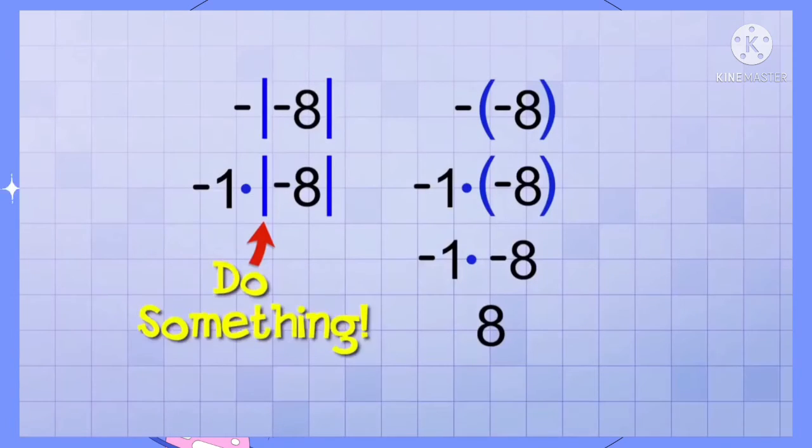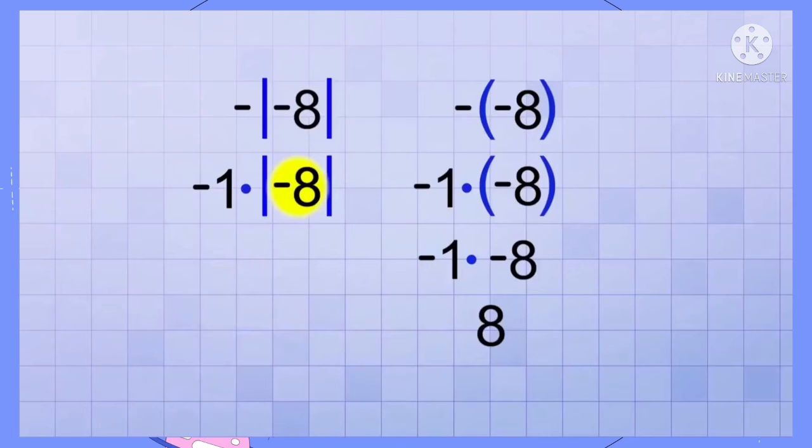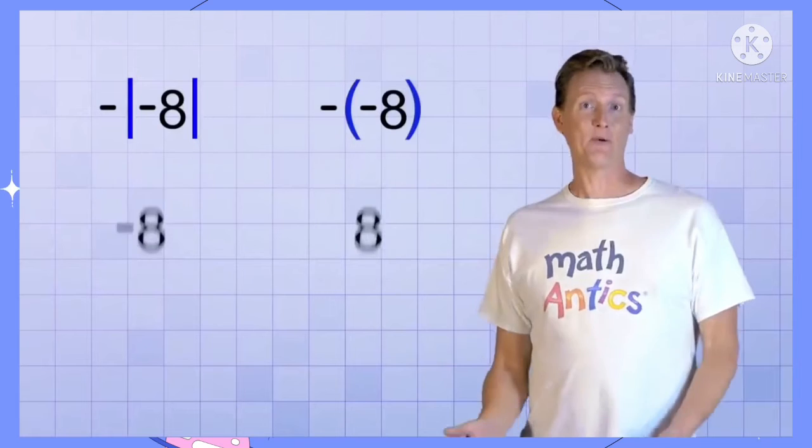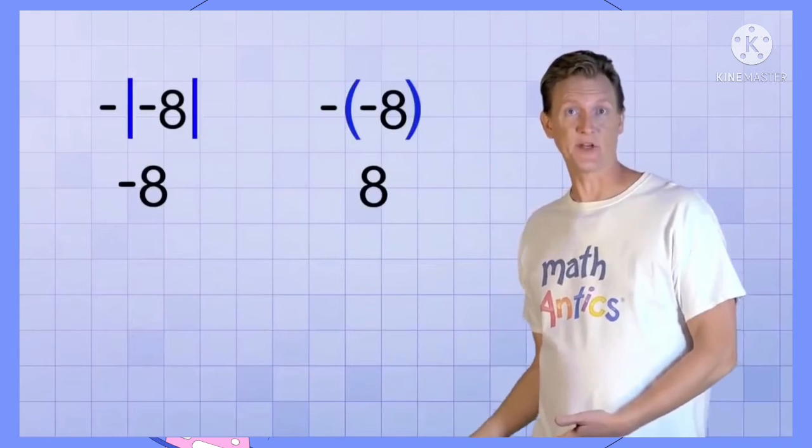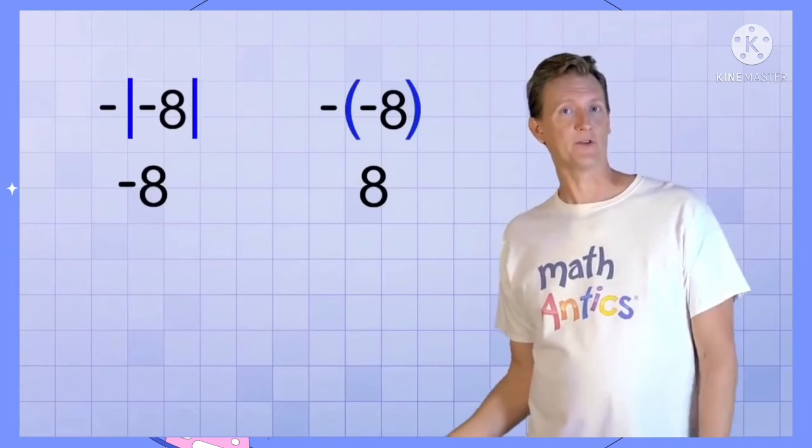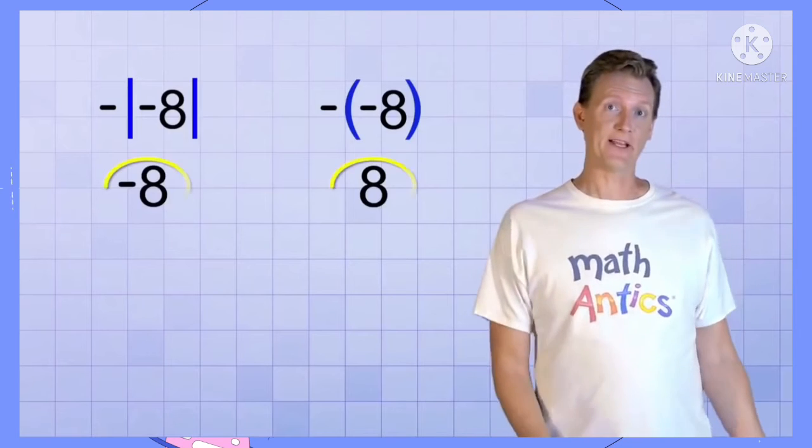telling us to do something to whatever is inside of them. What are they telling us to do? They tell us to use the magnitude of the number inside, which would be +8. So in this expression, we multiply -1 times +8, which simplifies to -8. Do you see how it would be easy to confuse these examples on a test? They look similar at first glance, but they simplify to different answers.